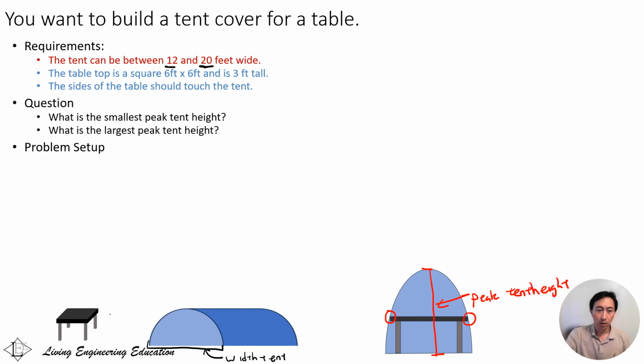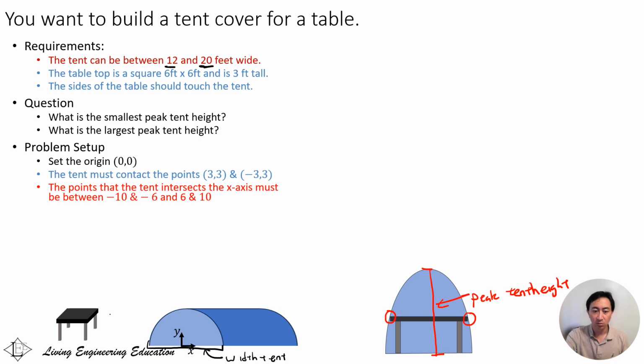All right, and the problem setup. So the first thing we need to do is define the origin, the location of origin. And that's really important because we need that to define these requirements in terms of points. So here we define our origin. We set it up so that x equals 0 is right underneath that peak tent location. That gives us the ability to take advantage of the symmetry of this problem.